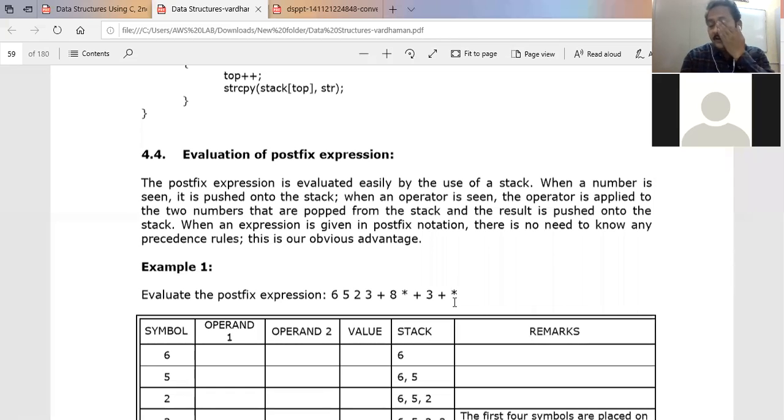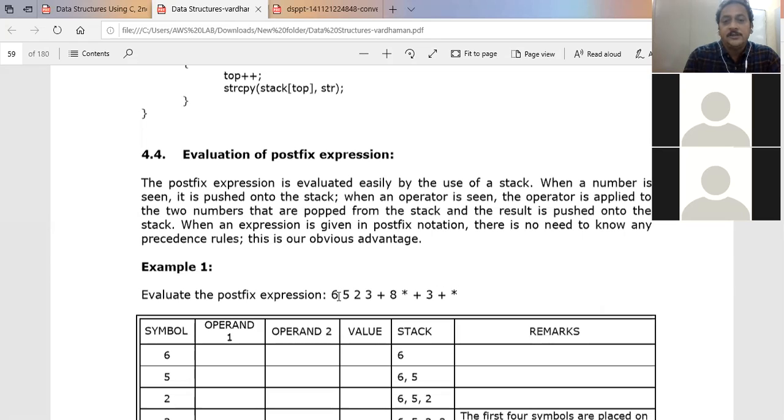So how do we evaluate the postfix expression? Here I am going to tell you the steps to be followed while evaluating a postfix expression. Scan the expression from left to right, the same way we did in infix to postfix conversion. What is the first symbol encountered in this expression? 6. Is it an operand or an operator? Operand. Whenever you encounter an operand, simply push it onto the stack.